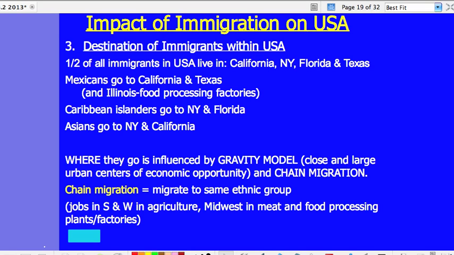But where they go is also influenced by chain migration. Chain migration is where people migrate to the same area where their ethnic group or community of people is. So largely in a place like San Francisco, where there's a Chinatown, many people from China have moved to San Francisco, Chinatown, because many people already live there. So you feel comfortable with your same culture, same language, same food. And so you see a lot of chain migration, that people go to areas where there's already their same ethnic group.